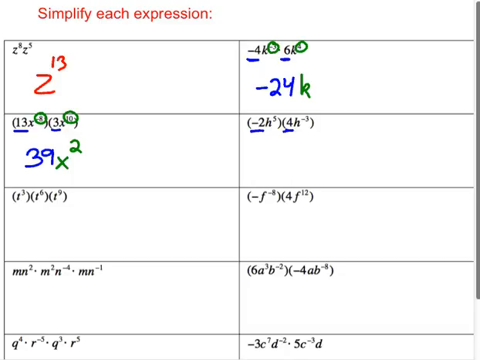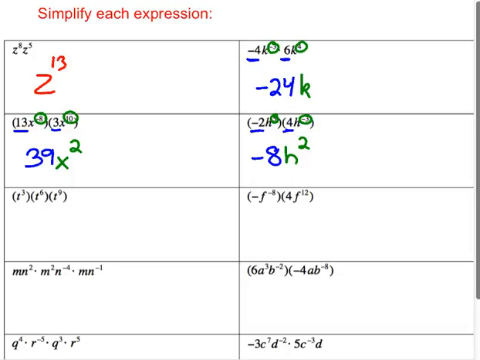Multiply any normal numbers that you have. So negative 2 times 4 gives me a negative 8. And now add the exponents of h. 5 plus negative 3, or 5 minus 3, leaves me with 2. And again, that negative 8 is just fine because that just happens to be a negative number. It is not a negative exponent. So remember, that gets to stay. That's just fine.